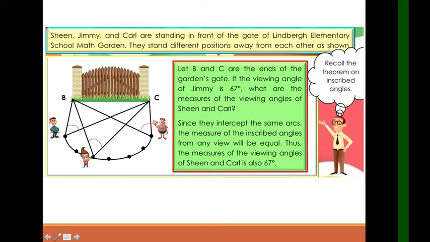Since they intersected an arc, the measure of the inscribed angles from any view will be equal. Tama. Kasi ito yung arc nila. So therefore, dahil pare-pareho sila ng arc, equal yung measurement nito at nito. Thus, the measurement of viewing angles of Sheen and Carl is also 67 degrees. Kasi pareho ang kanilang viewing arc. So, yun yung answer dun sa problem.